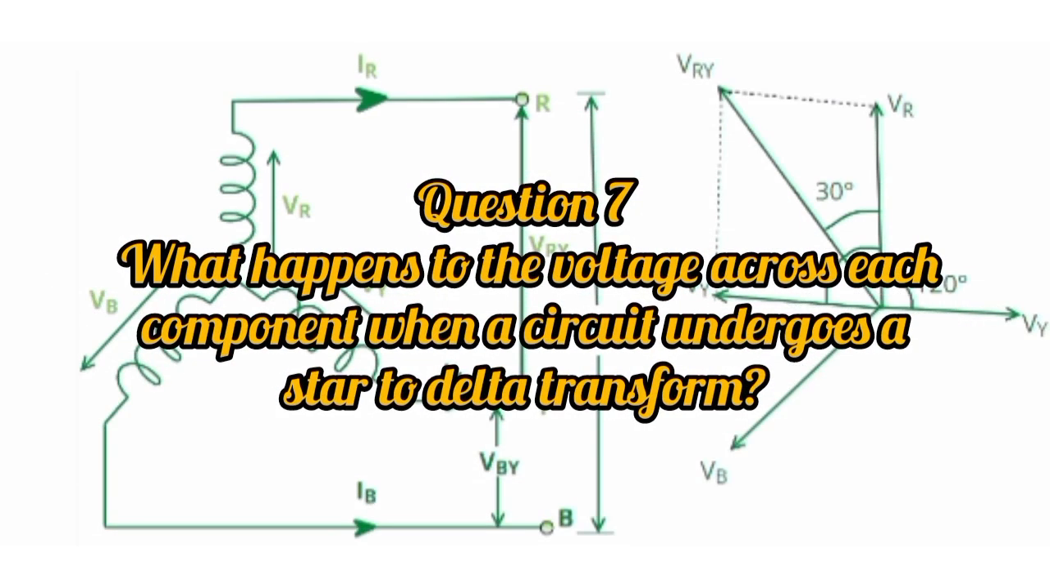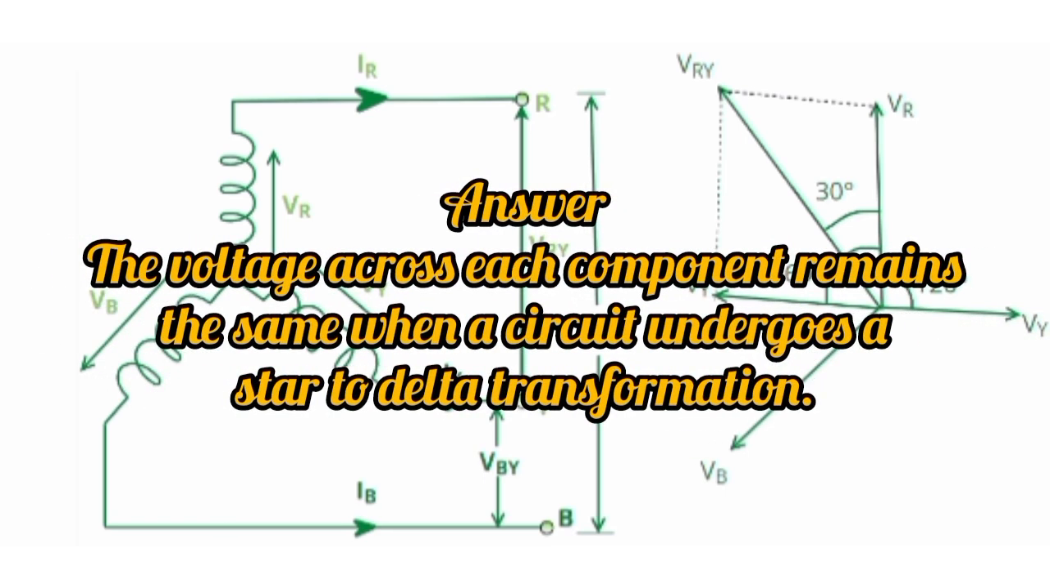Question 7. What happens to the voltage across each component when a circuit undergoes a star to delta transformation? Answer. The voltage across each component remains the same when a circuit undergoes a star to delta transformation.